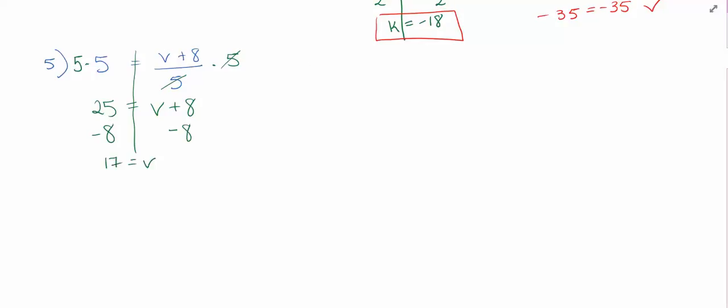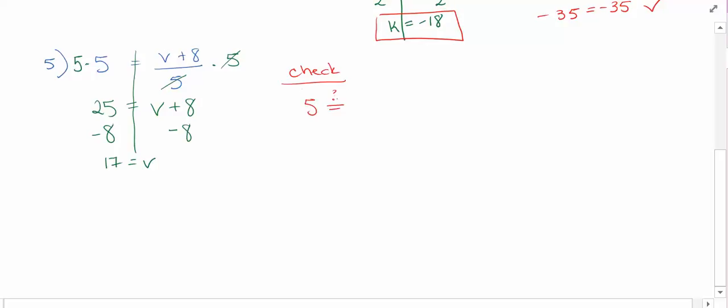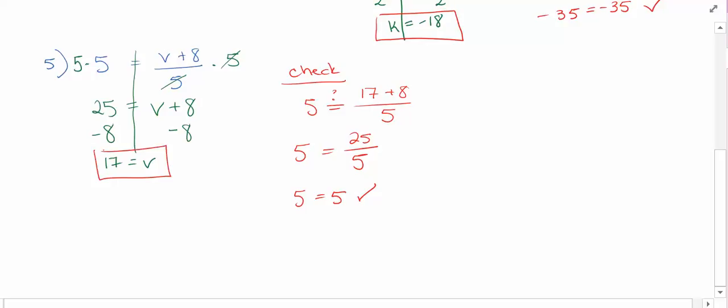And then I'm going to do a quick check. Make sure my work is correct. I'm going to say, does 5 actually equal, I'm going to plug in 17 for v, plus 8 divided by 5? Let's see if it works here. 17 plus 8 is 25. 25 divided by 5 is indeed 5. So I know that my answer is correct. Problems similar to number 5 are also going to be number 6, 15 and 16, so just be careful.